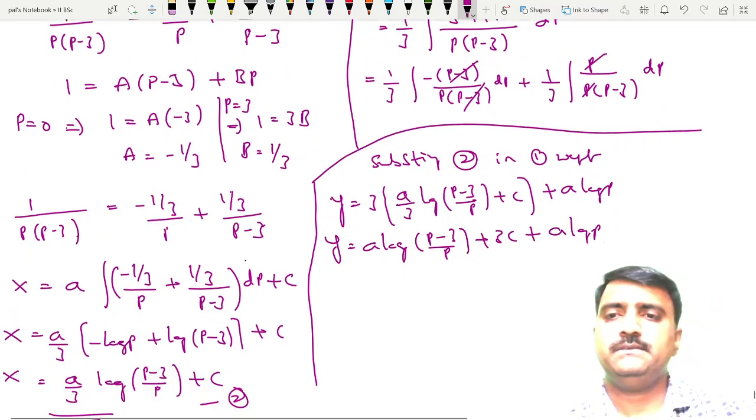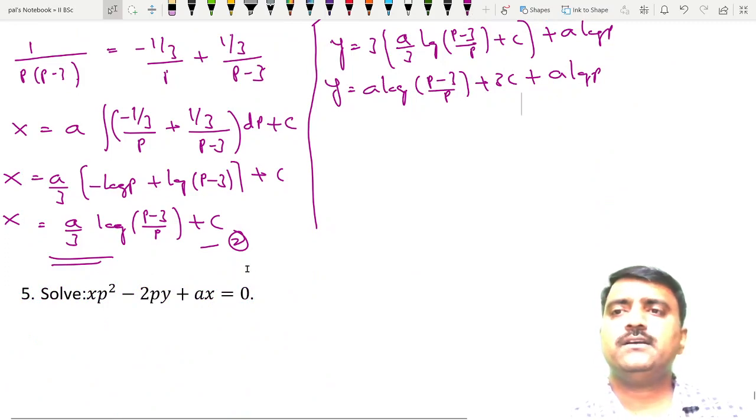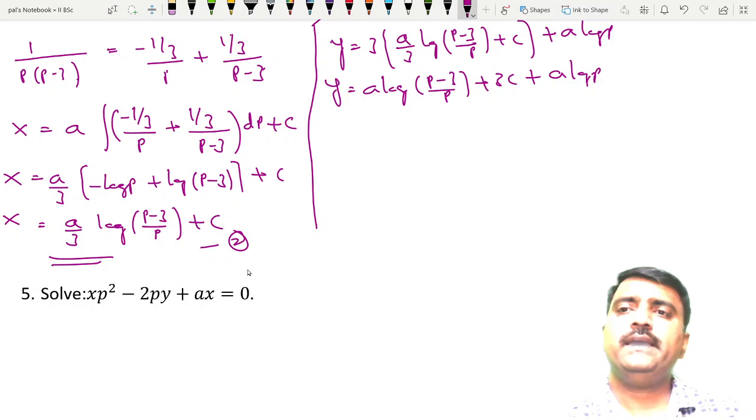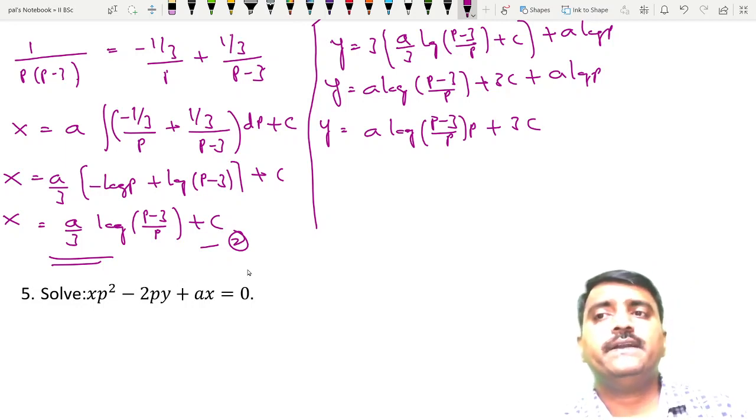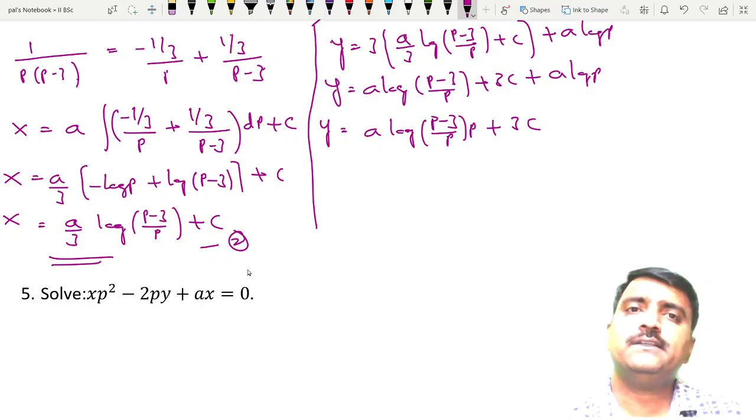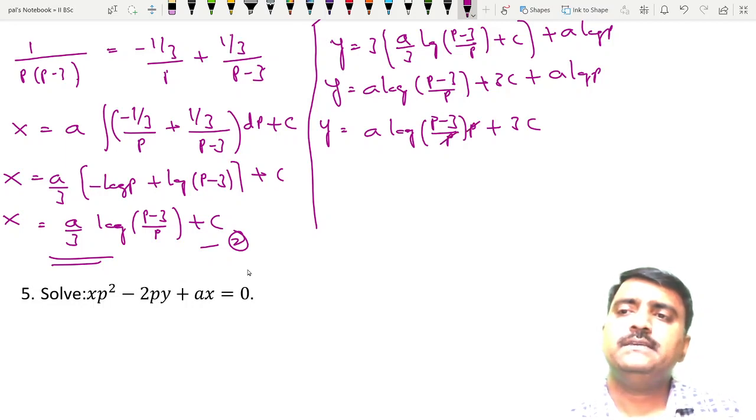Sorry, it may not be easy. Okay, so it is y is equal to a log p. It is like this: log a plus log b is log ab. So y is equal to a into log of p minus 3 by p into p plus 3c. This is because if you take a as a common factor, log a plus log b can be written as log ab, that is log of p minus 3 by p into p. You can cancel this p and p. So y is equal to a log p minus 3 plus 3c.